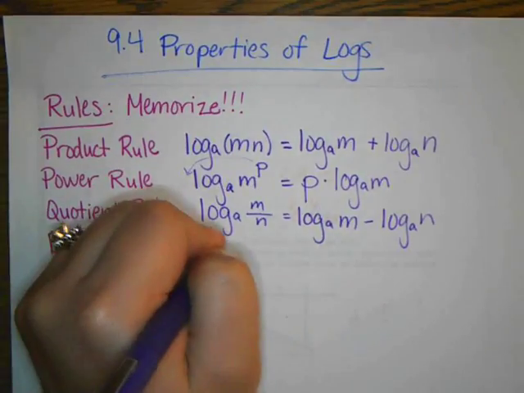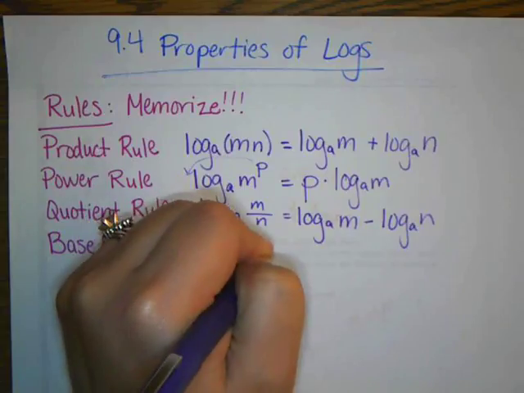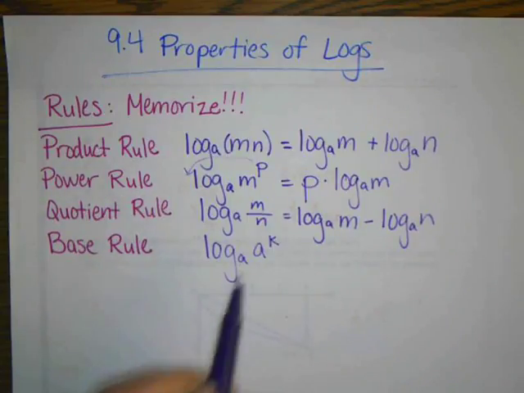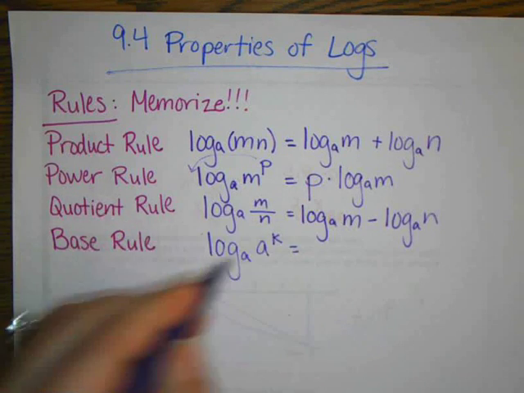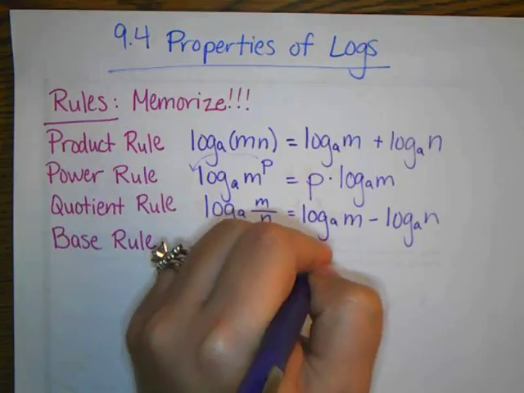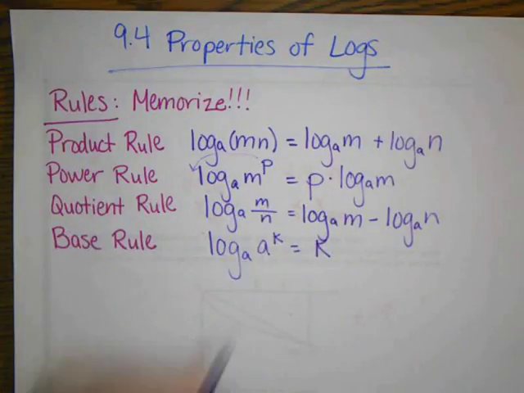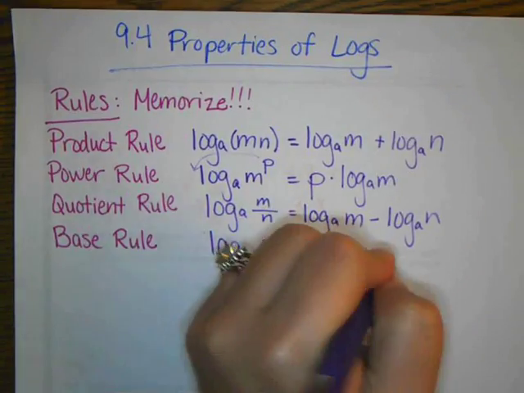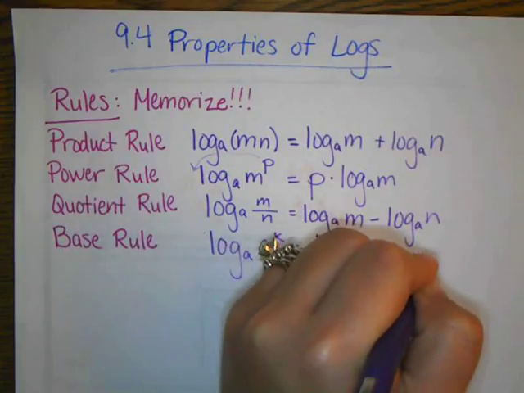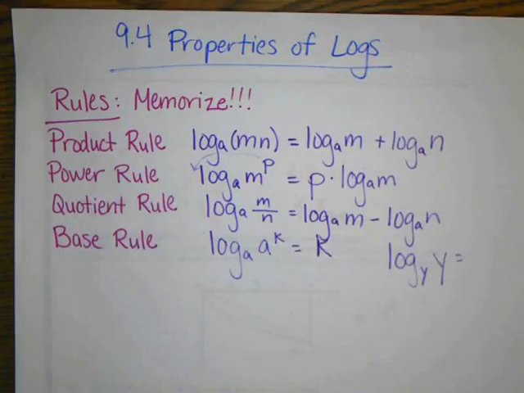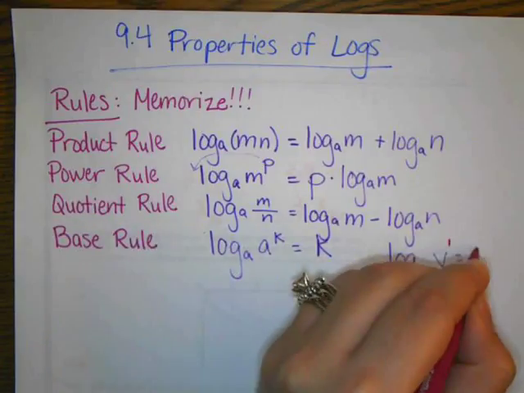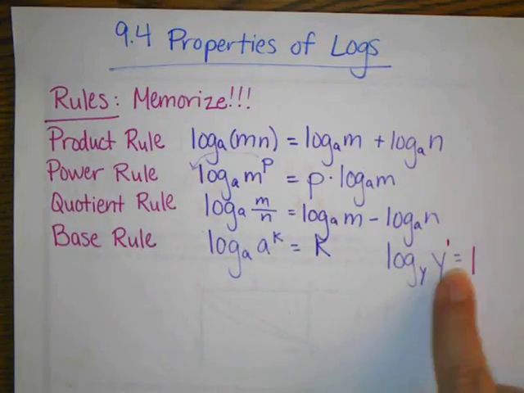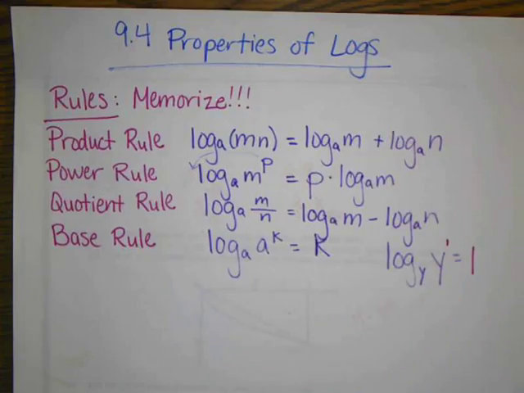And the base rule says if you have log base A of A to the k, so if this base and this base are the same number, that whole thing cancels and your answer is just k. For example, a good example of this is log base y of y. Well, the exponent here on this y would be your answer, k in this case, which is a 1. So that just equals 1. You will see this a lot, and this just simplifies down to 1.